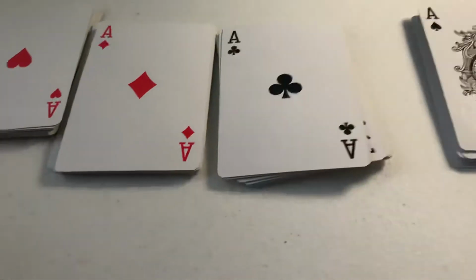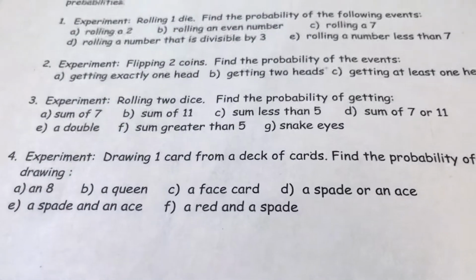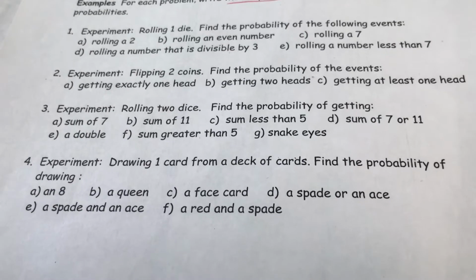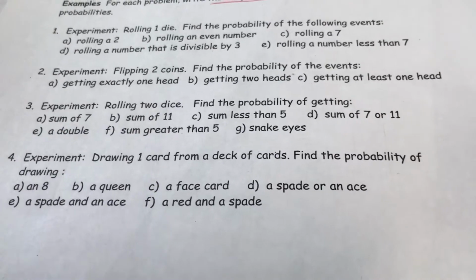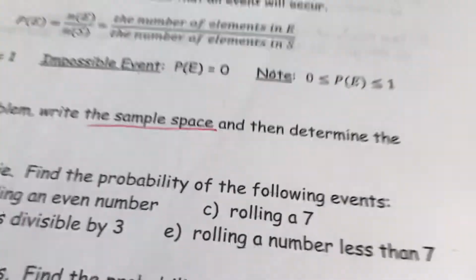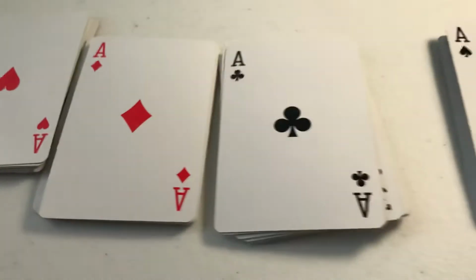We have a new sample space that has to do with a deck of cards. And here's the experiment: drawing one card from a deck of cards, find the probability of drawing an 8, a queen, and so on. So first of all, the sample space. Now the sample space has to do with this.